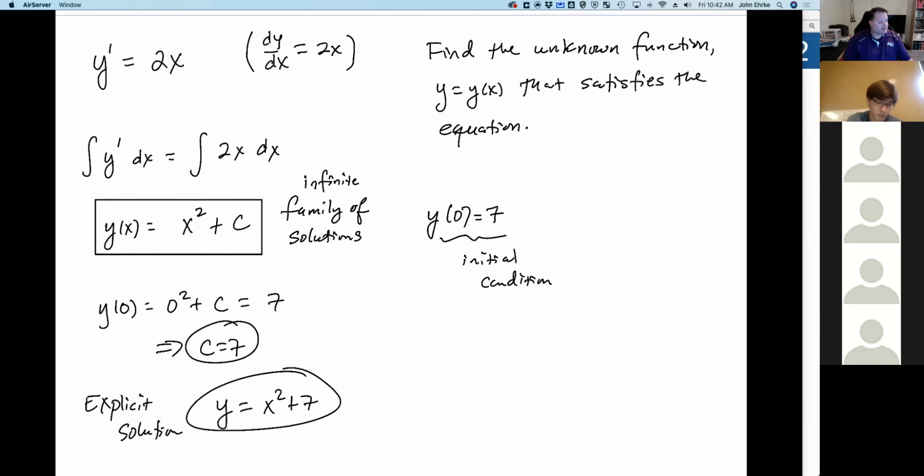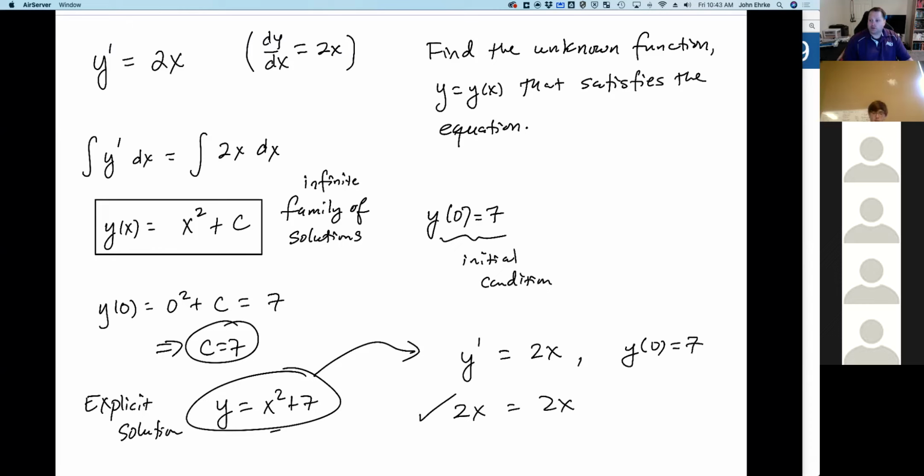And the reason that it's the answer to this differential equation is if you take that solution and plug it back into the differential equation, it ticks all the boxes, right? So what's the derivative of x squared plus 7? Well, it's 2x. So 2x equals 2x. Good. That works out. Does it also have the property that at 0, it's equal to 7? Yes. Therefore, it's the only answer to this problem, which we call an initial value problem, because it involves both a differential equation together with an initial condition.